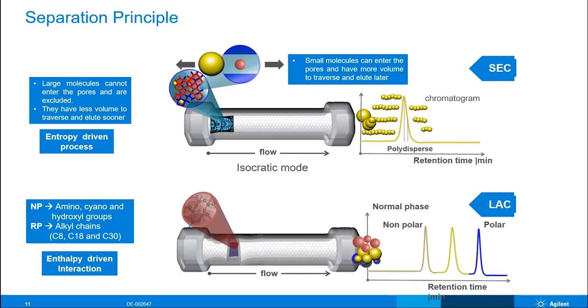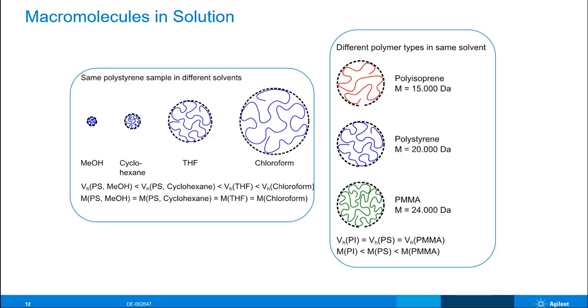Given that SEC is entropic, you're really looking to have no interactions with the column itself. On top of that, there really isn't much you can do in order to increase separation, aside from adding column length to therefore increase separation efficiency, since the pore volume available is directly responsible for how well you're going to get separation.